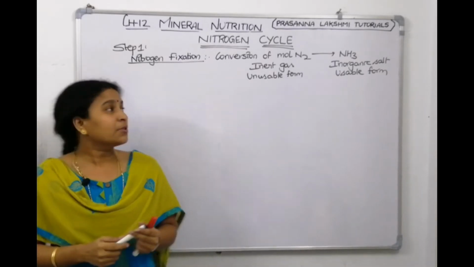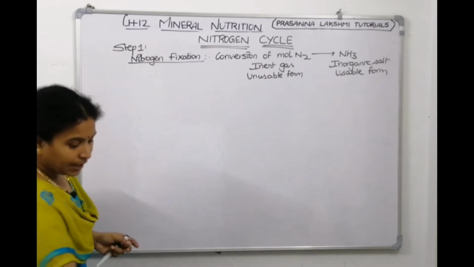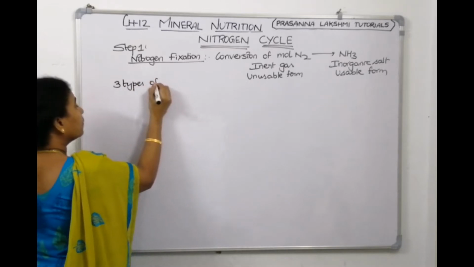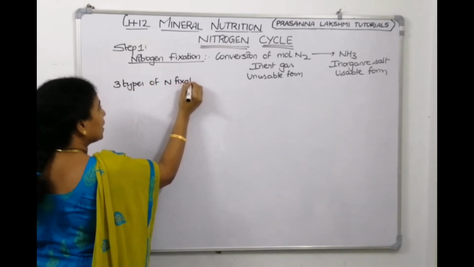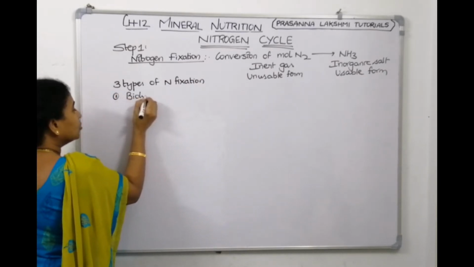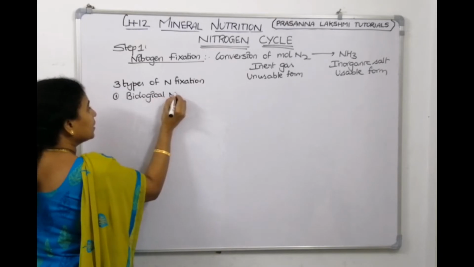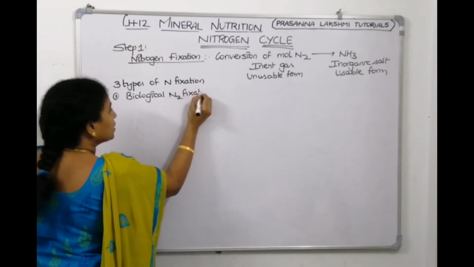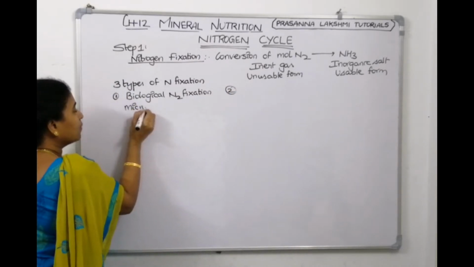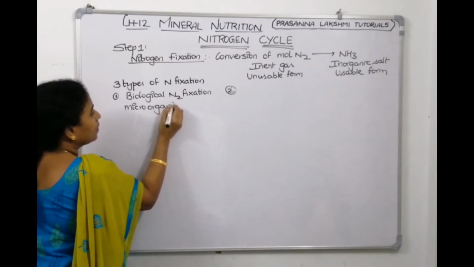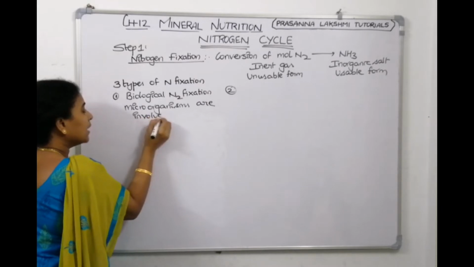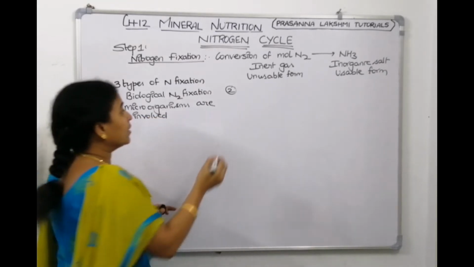Do you remember how many types of nitrogen fixations are there? 3 types of nitrogen fixations are there. Children, what is the first type? We call it biological nitrogen fixation. Biological nitrogen fixation means where microorganisms are involved, right? And coming to the second type, it is called industrial nitrogen fixation.